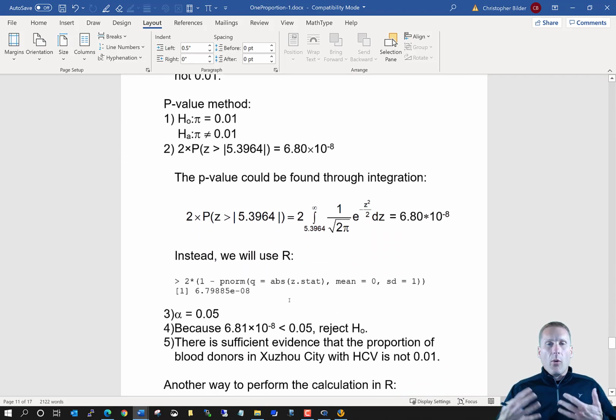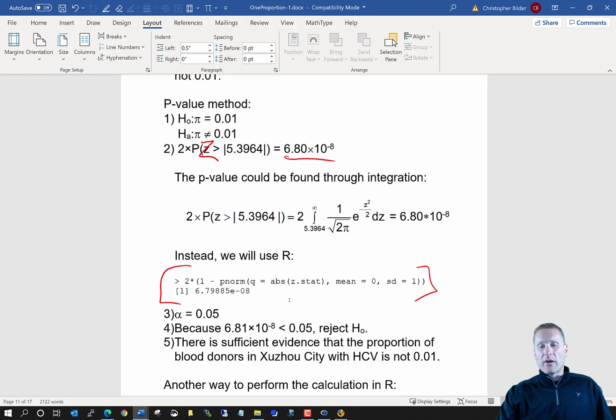P-value. What the p-value is doing is looking at the area underneath the curve instead of looking at where you are on the x-axis. The p-value is 2 times the probability, that should be a capital Z there, that a standard normal random variable is greater than 5.4. That probability, as you might expect, is extremely small. We can find that probability as we've done before with the pnorm function. If one wanted to, one could actually do it by hand and do the calculation via integration.